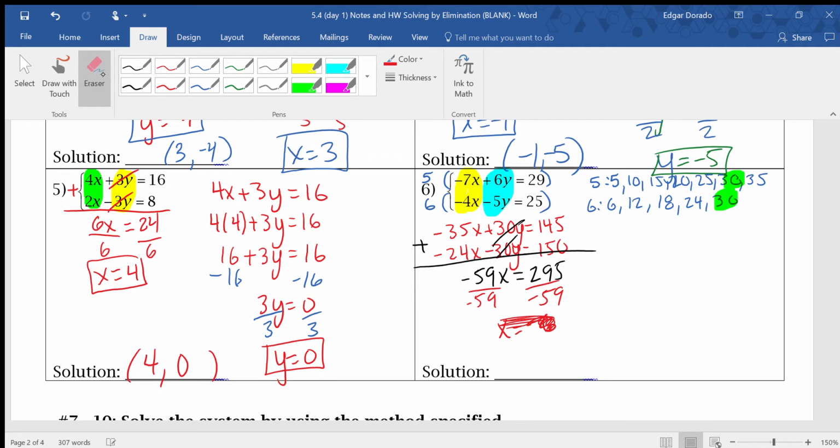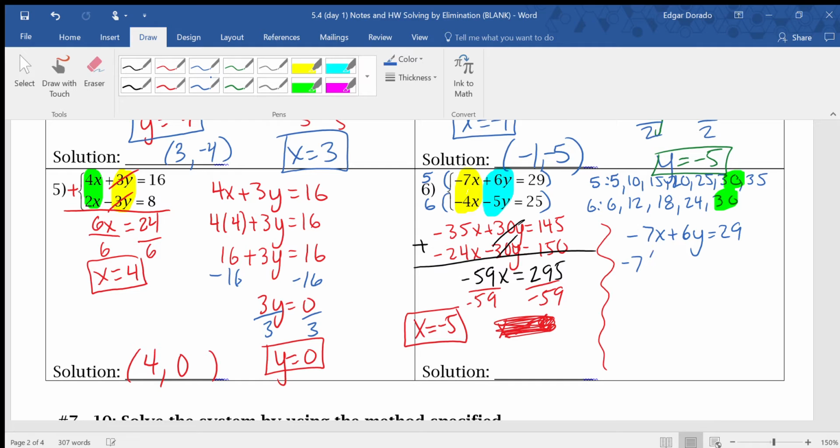Okay, it's not letting me erase it, so I'm just going to go ahead and rewrite it on the side. That would be x equals negative 5. My last step is to just figure out what my y is. So I'm going to go ahead and substitute that in. I'm going to go ahead and use this top equation.